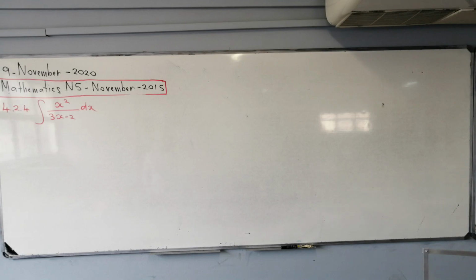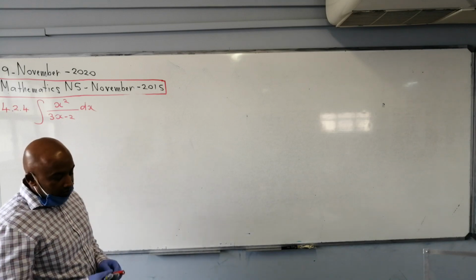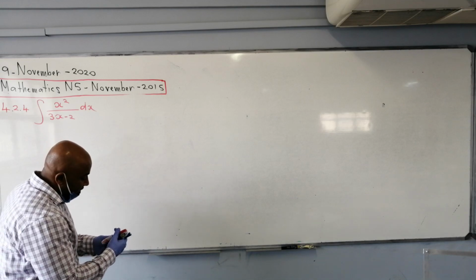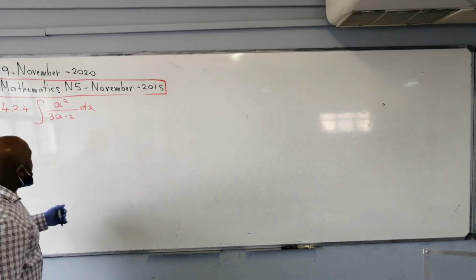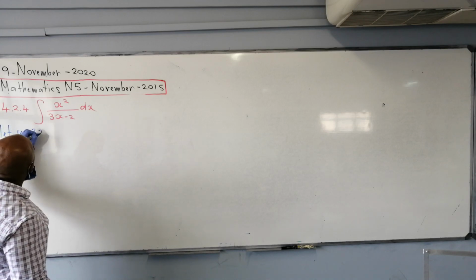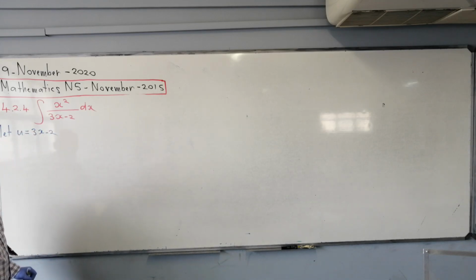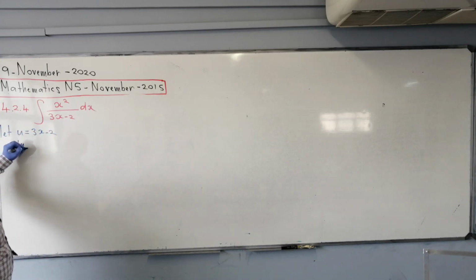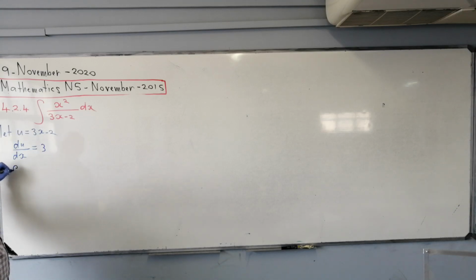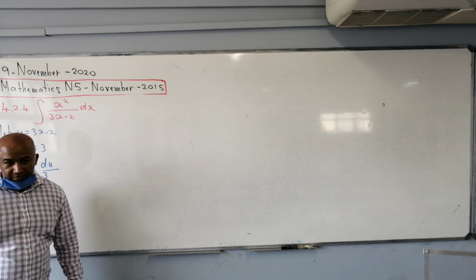Right, so the previous, the same example, we did it using long division. Now, what happens if you decide to use a U substitution? So if you're using a U substitution here, what you're going to do is you will let u equal to 3x minus 2. Okay, you let u equal to 3x minus 2. So therefore, du over dx, the derivative there is 3. And then you make dx the subject of the formula, which is du over 3.